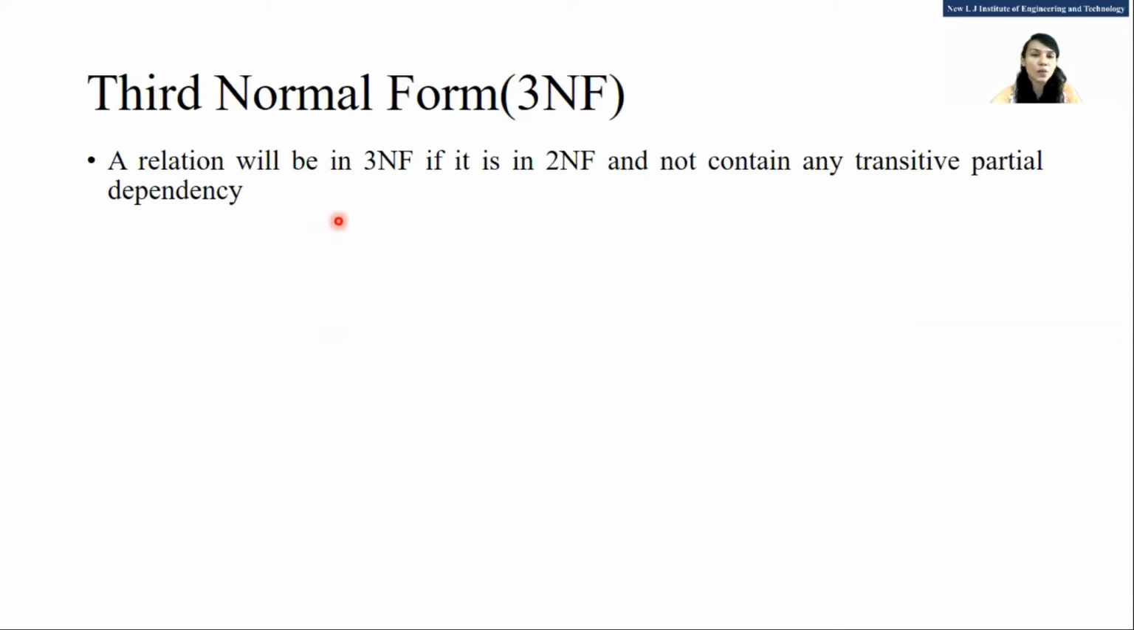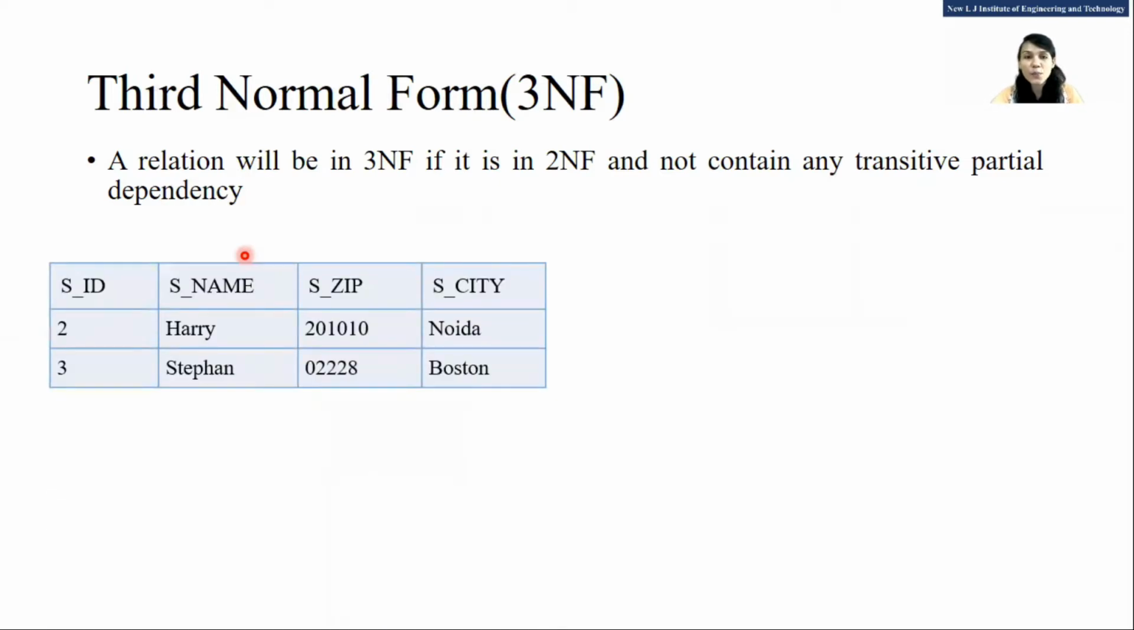After that, the third normal form. The first condition is that the relation must be in second normal form. And for the third normal form, another condition is that it should not contain any transitive dependency. Now, what is this transitive dependency? We already know that A determines B, B determines C, and A determines C. This is known as transitive dependency. So let's take an example where we have SID, SNAME, SZIP, that means zip code, and SCT.